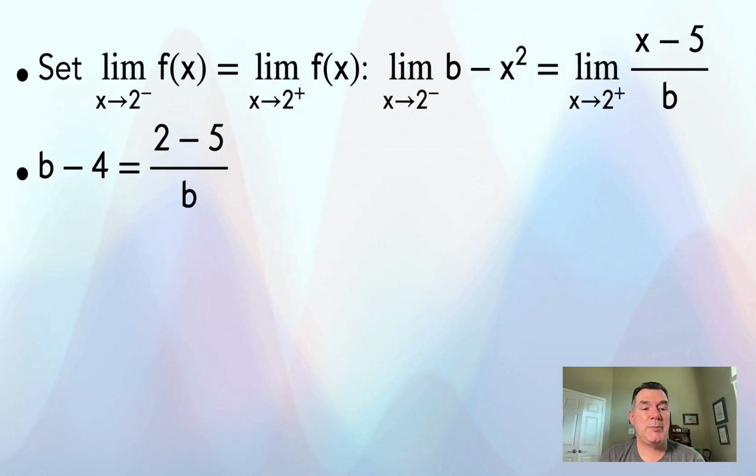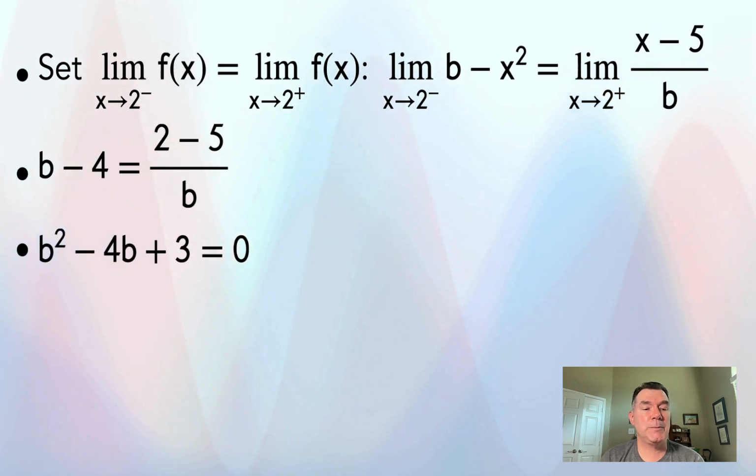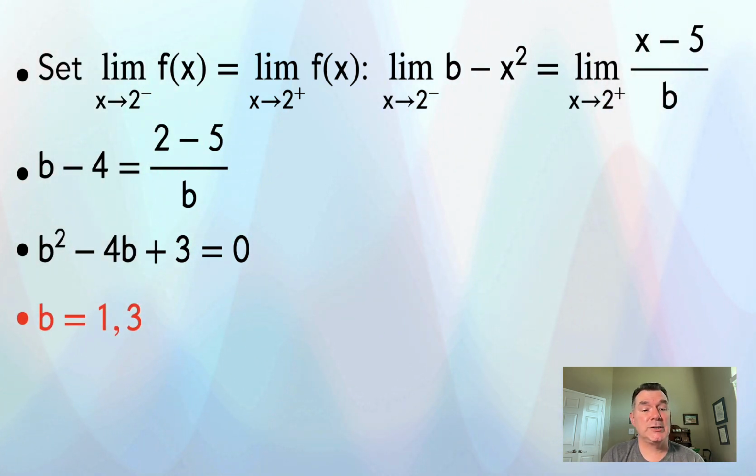So when I do that, I get b minus 4 equals 2 minus 5 over b. If I cross multiply, I get b squared minus 4b plus 3 equals 0. That's a quadratic, which I can factor and solve, and I would get that b equals 1 or 3. So either one of those values of b is going to make the function continuous.